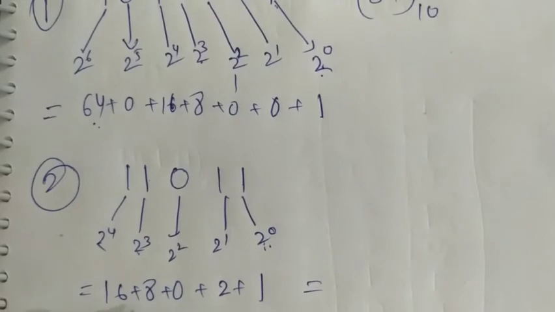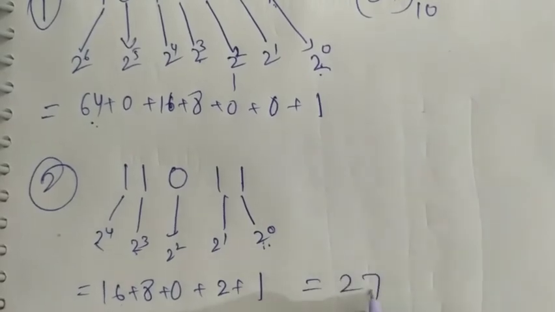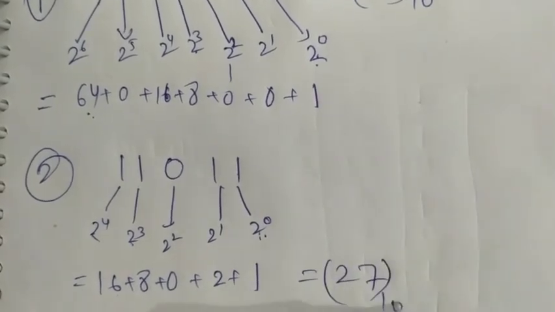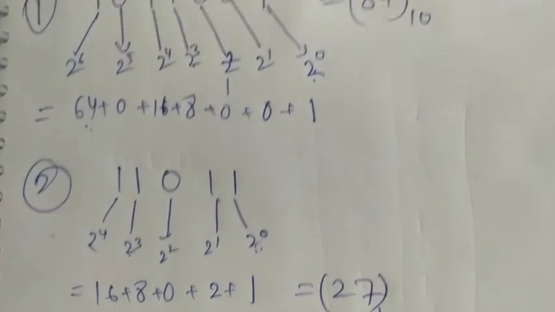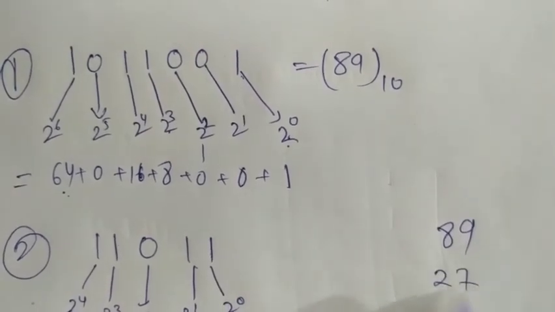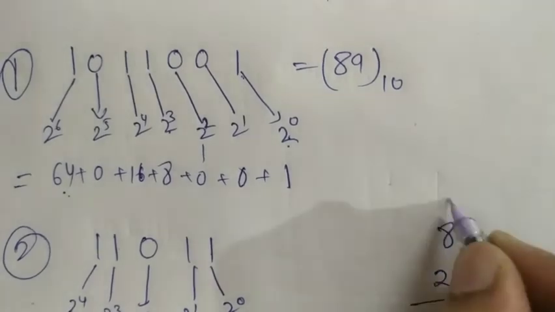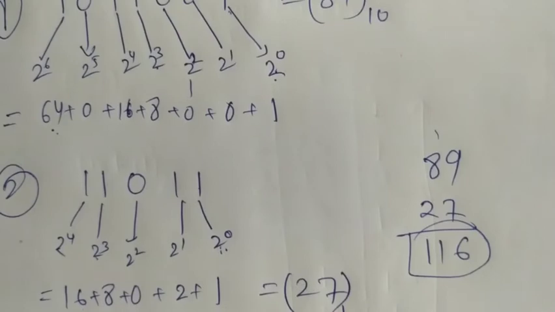this is the 27 with the base 10. Okay, now look here, when I'm adding 89 and 27 I will get 116 after adding them.